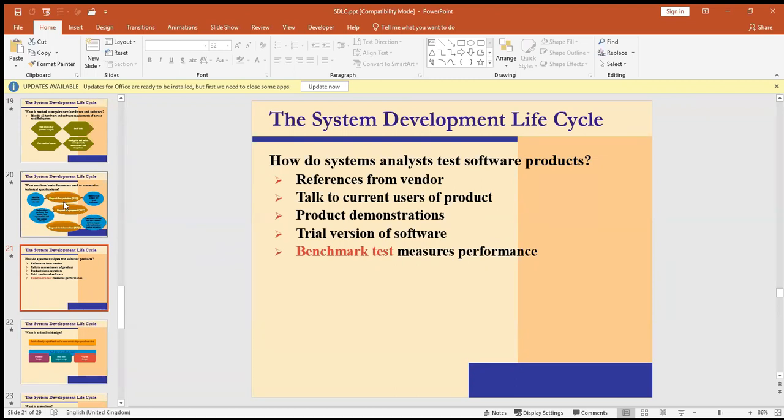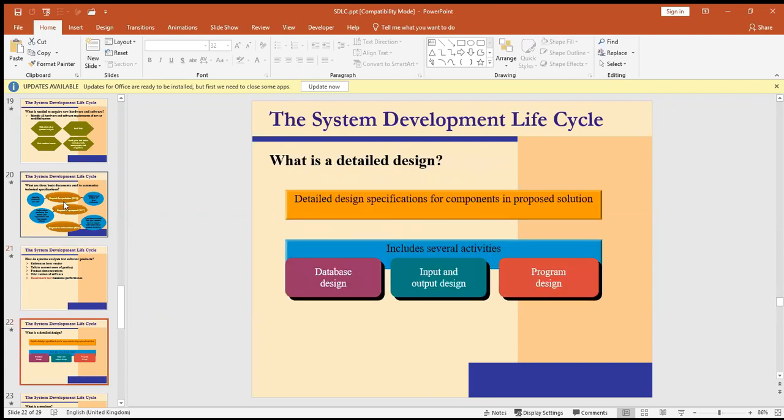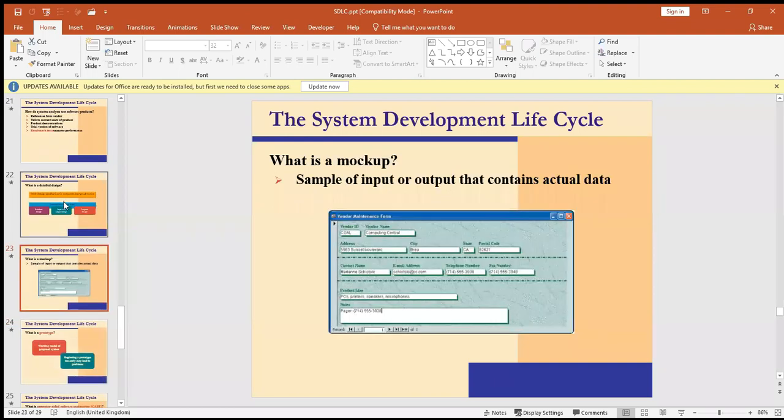How do system analysts test the software? Sometimes you can talk to the users, whereby you give them the system, they work it out, have a feel of how it works, and then give feedback. Sometimes you make a product and then give trial versions of the product to the consumers to use and review, and so many other ways. Okay, so I think all this has been explained.